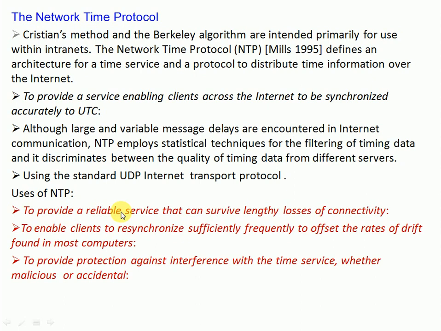To provide a reliable service that can survive lengthy losses of connectivity, right? It enables clients to resynchronize sufficiently frequently to offset the rates of drift found in most computers, which is also associated with the offset values from the higher hierarchical level of servers to the lower hierarchical level of servers, to provide protection against interference with the time services, whether malicious or accidental. This is also one more important use of the Network Time Protocol.